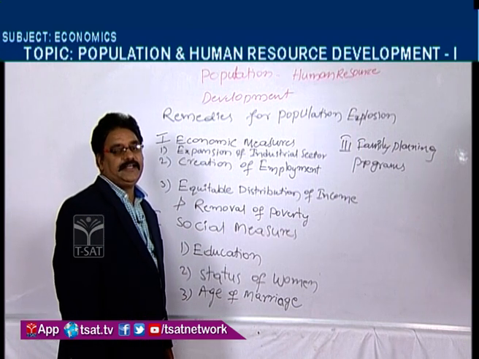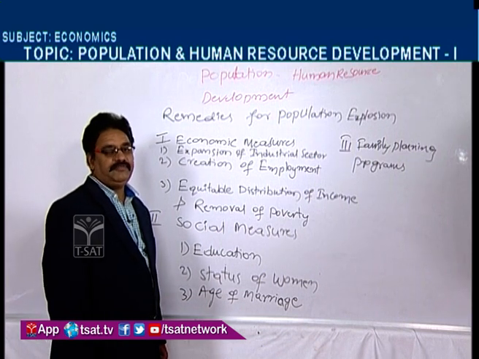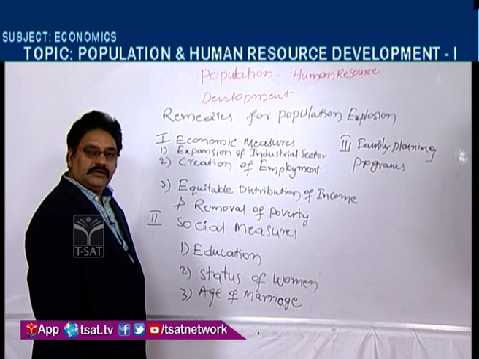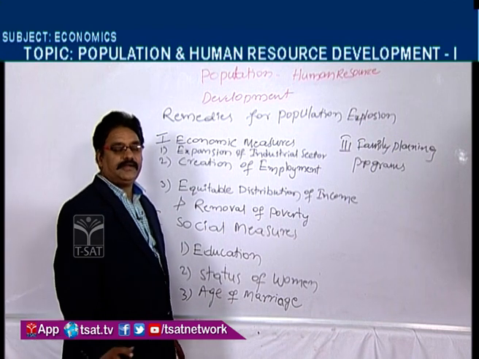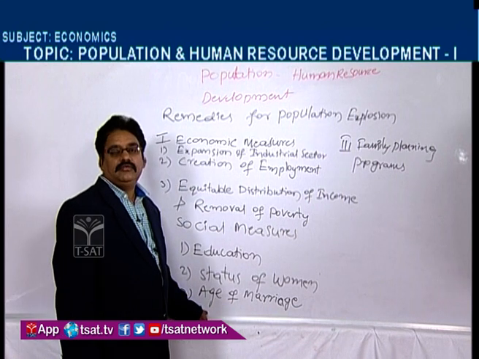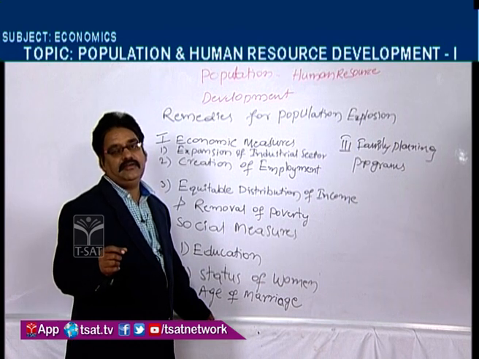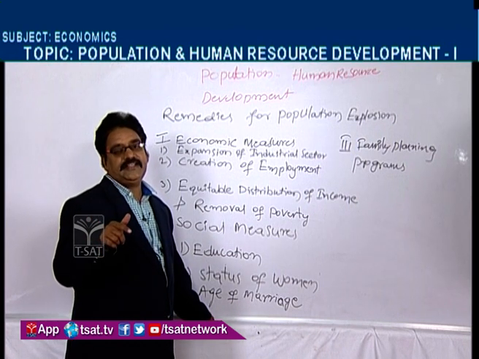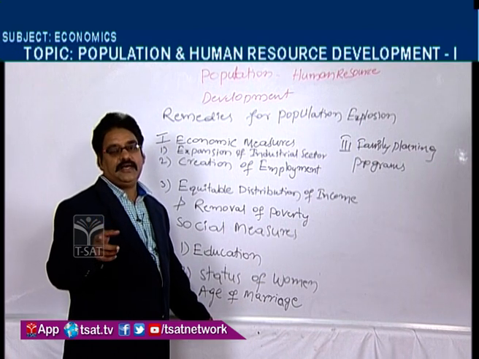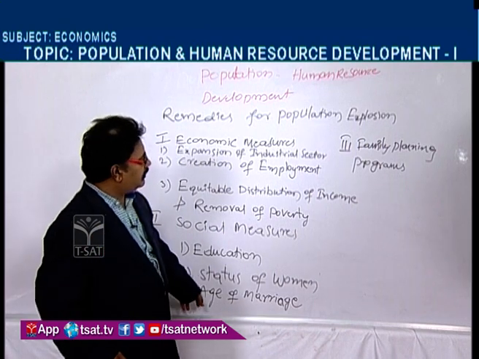Then the third one is age of marriage. The government has enacted some acts to increase the age of marriage, with a minimum age, and to control child marriages. The government has set a limited age: earlier 18 years, now 21 years is the minimum age for the girl child, and 25 is the minimum age for the boy. That is one of the remedial measures.